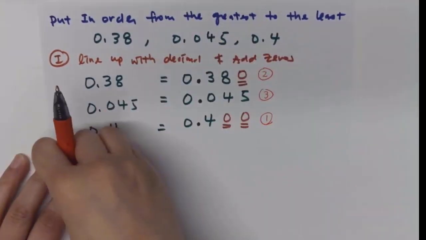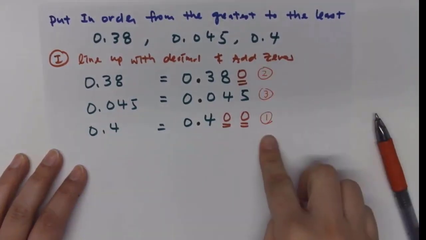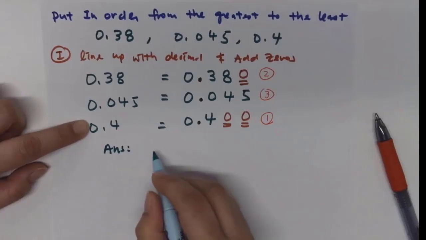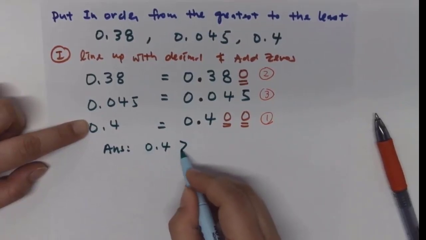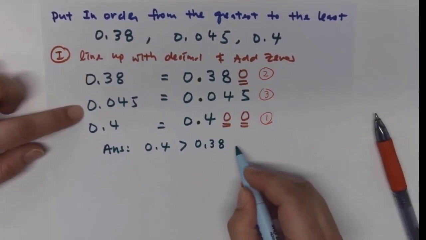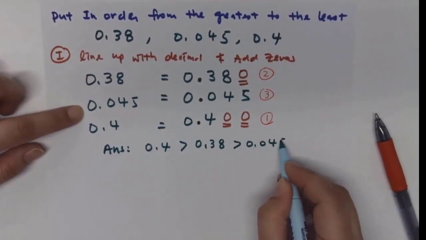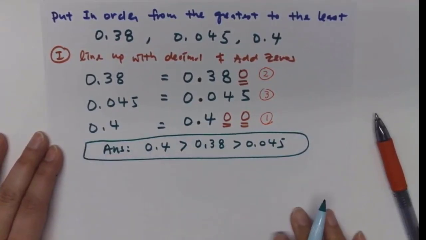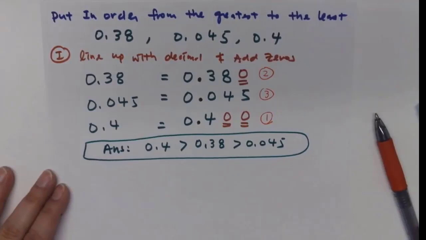You can list them out, but I'm lazy, so I'm just going to name that, but I'm going to put the original question as my answer. So 0.4 is the biggest one, greater than this one, the second, 0.38, which is greater than 0.045. Are we okay? So that would be one of the strategies. Pull out your notes when you do your homework, okay?